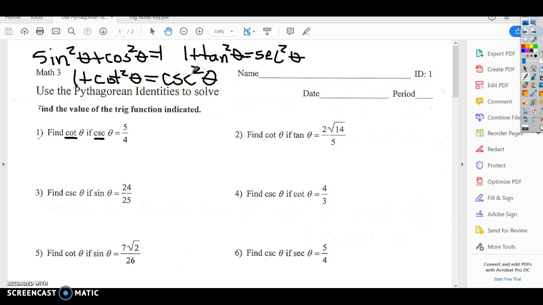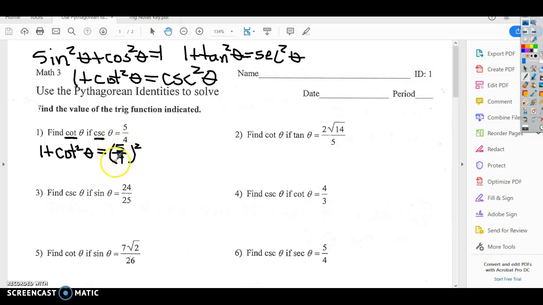Okay, so we're going to say 1 plus cotangent squared of theta is equal to cosecant squared of theta. In this case, cosecant is 5/4. So we got 5/4 squared. Okay? All right, so just like any equation, we're solving for the unknown. Right now, we're looking for cotangent. Okay? So I'm going to go ahead and square my fraction here.